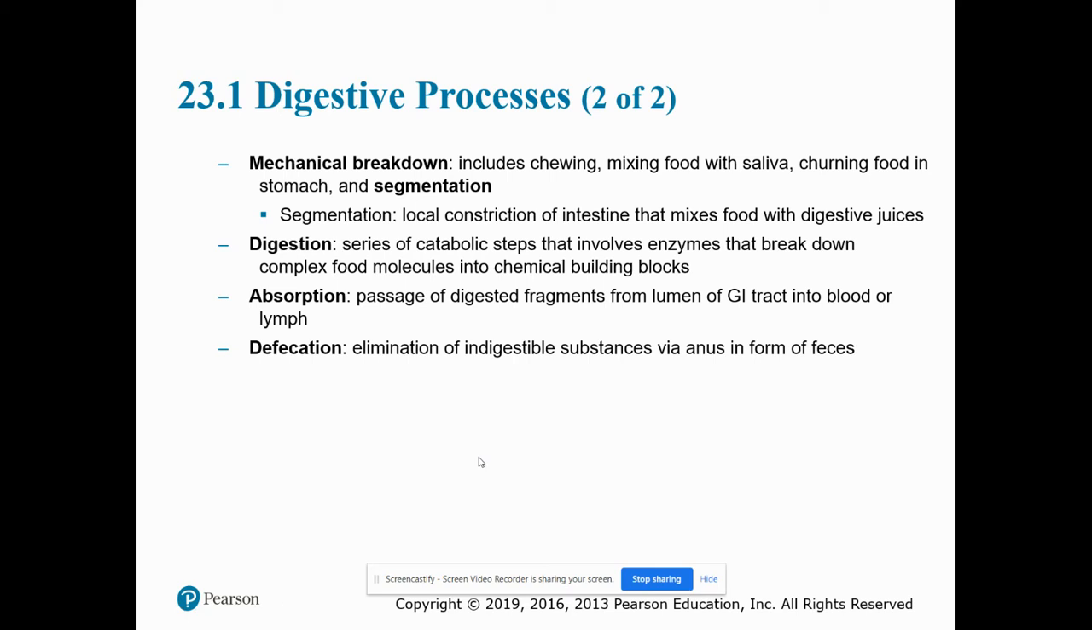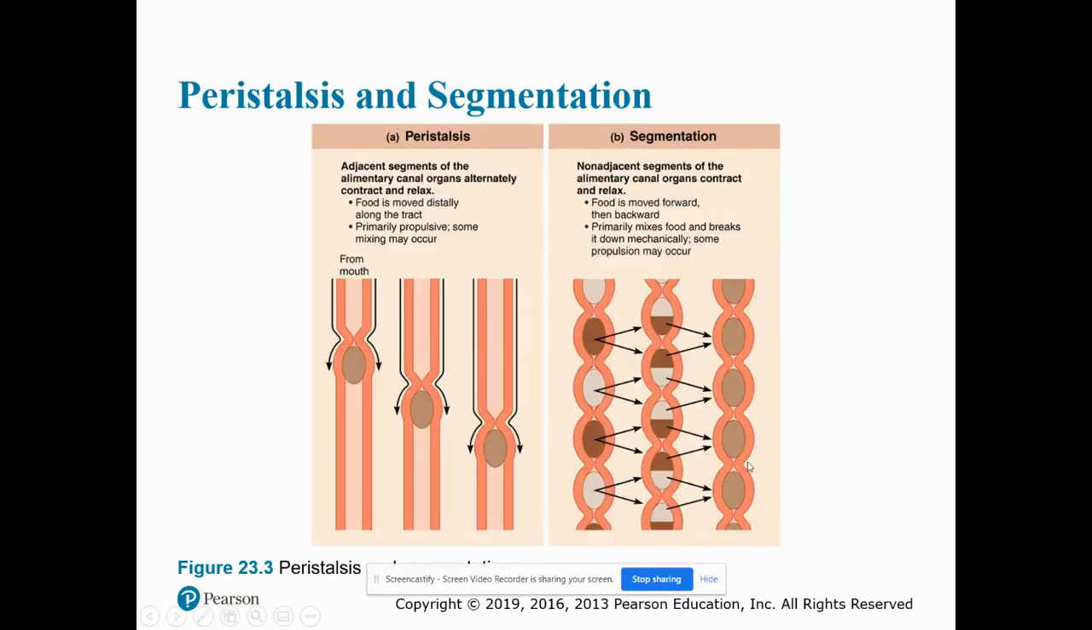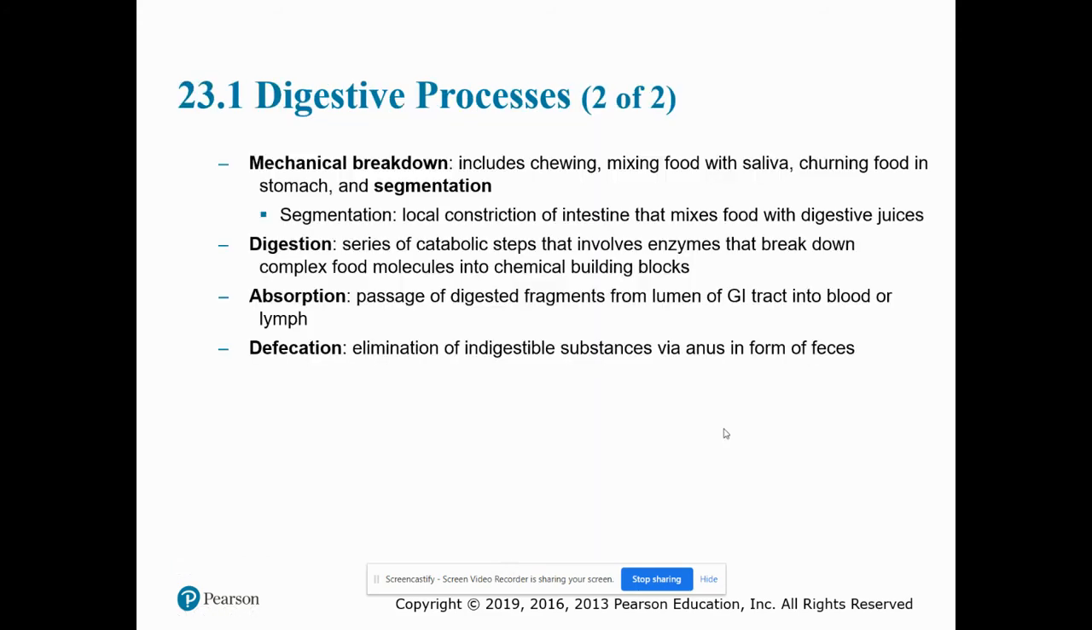Next, we have mechanical breakdown. This includes chewing, mixing food with saliva, churning the food in the stomach, and segmentation. Segmentation is local constriction of intestines that mixes the food with digestive juices. For segmentation, we have a segment of foodstuffs and a segment of digestive juices. What happens is this splits off, and now we have a segment that has some digestive juices and some foodstuffs. This gets an opportunity to get mixed together, and what results is this nice mixture of digestive juices and foodstuffs.